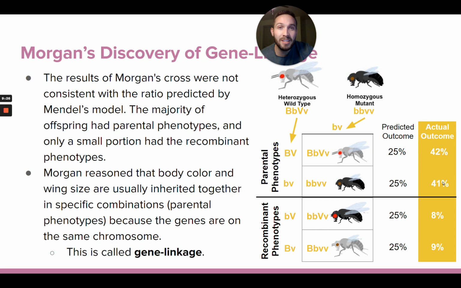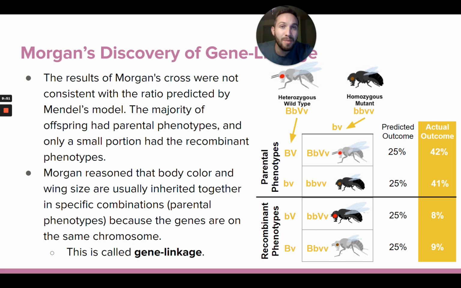And after repeating this many, many times, he kept getting similar results where these outcomes were way more common than these outcomes. And when he figured out what was going on, through all his fancy thinking and modeling different ways this could be playing out, he figured out that these 2 genes that he was looking at, in this case for body color and the type of wing, must be on the same chromosome.